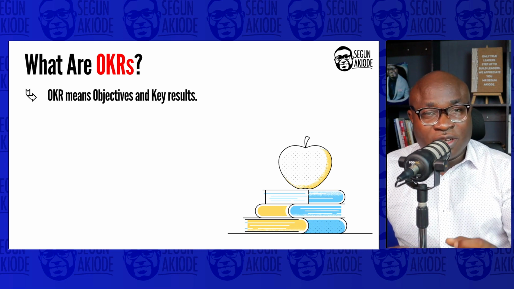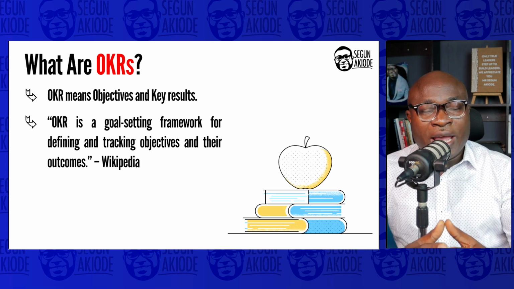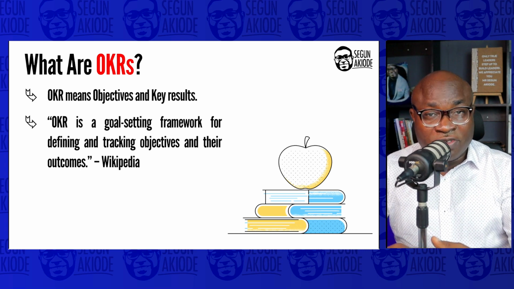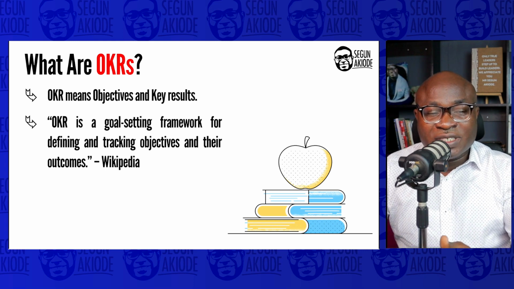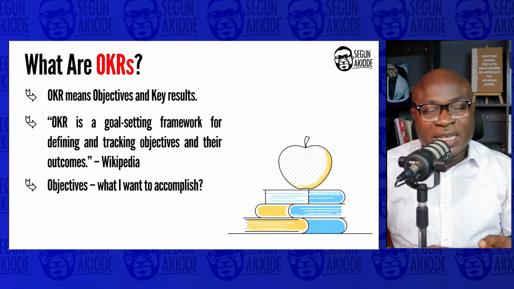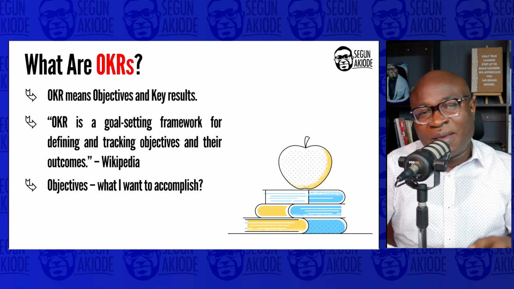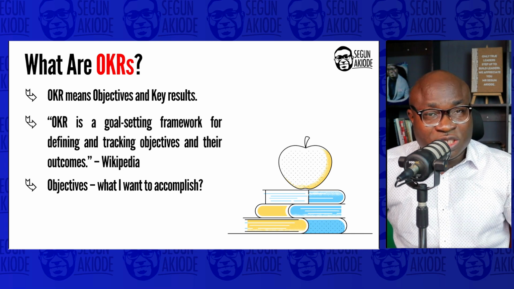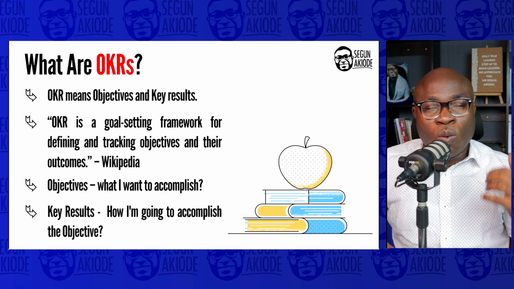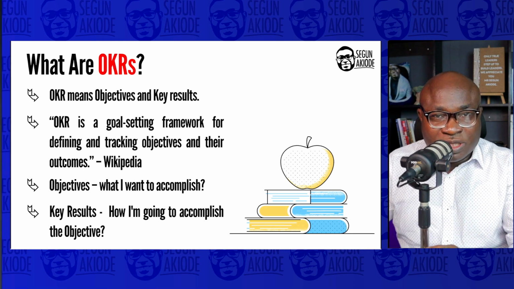OKR means objective and key result. According to Wikipedia, OKR is a goal setting framework that is used for defining and tracking objectives and their outcomes. Objective means what I want to accomplish, and this can be applicable to individuals or organizations. So what do I want to accomplish? That is your objective. While your key result is how am I going to accomplish the objective?